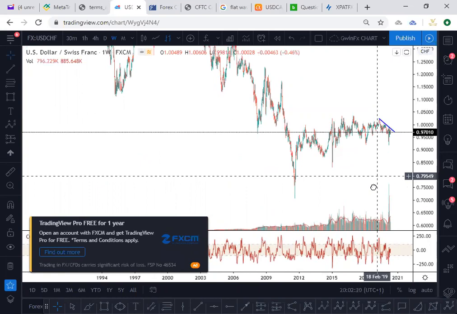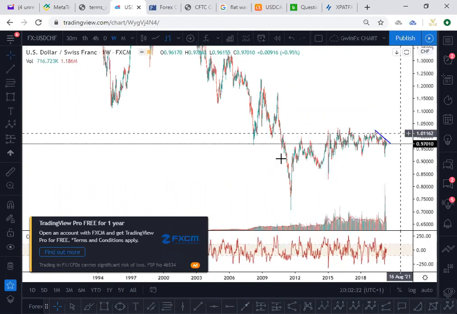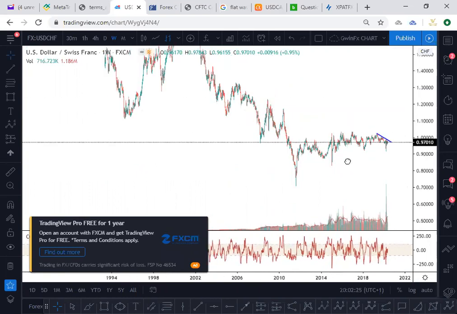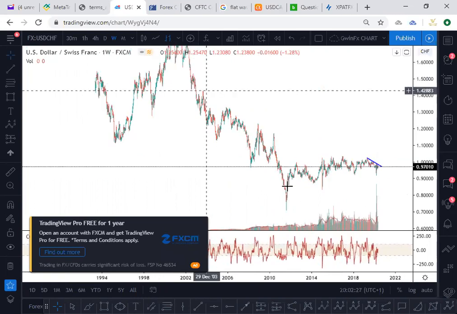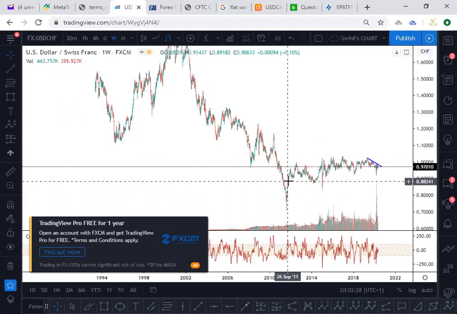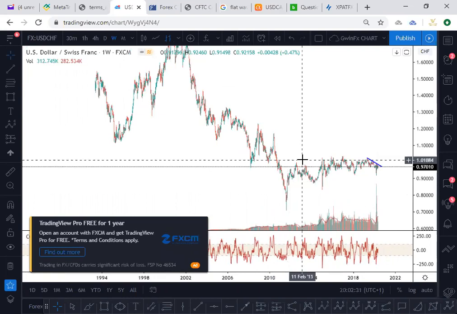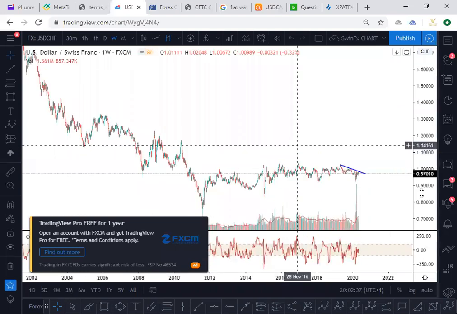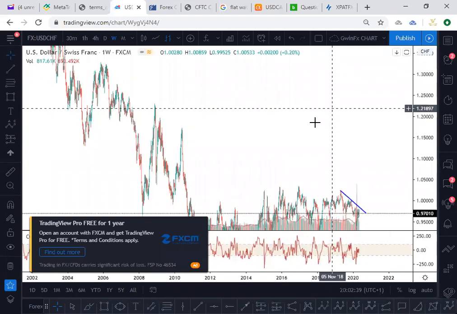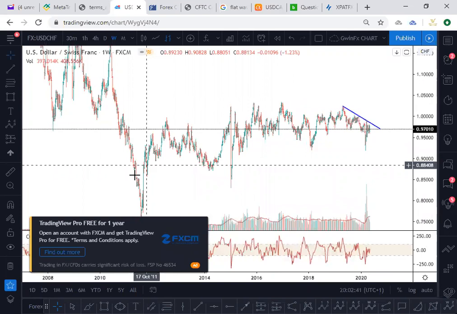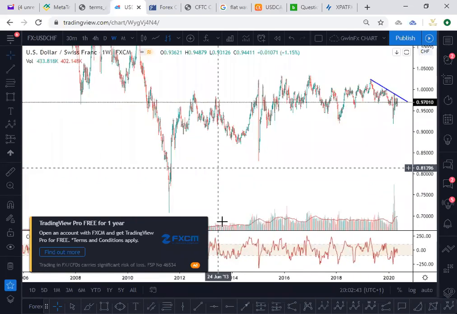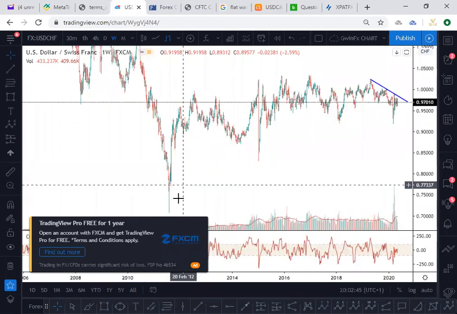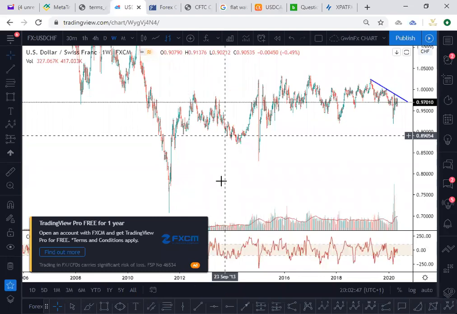All right, and first, we can say that we had this big impulse move to the downside on the USD Swiss franc from the daily time frame or weekly time frame. We can see this massive push to the downside, and what we can clearly see is that price from this point started to do a correction to the upside from this low.